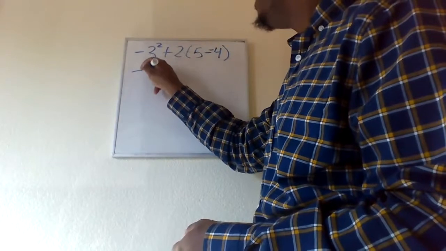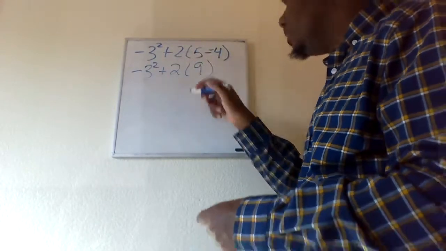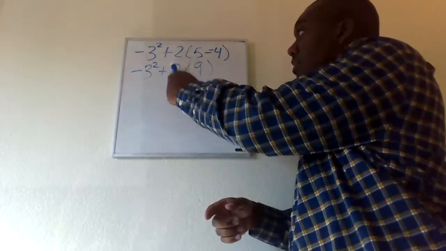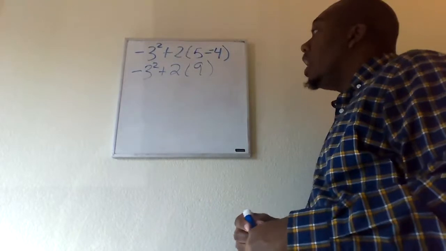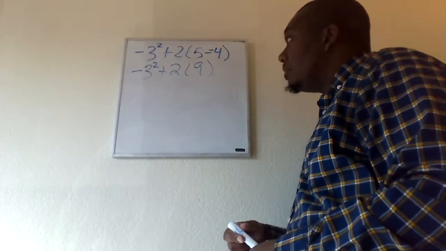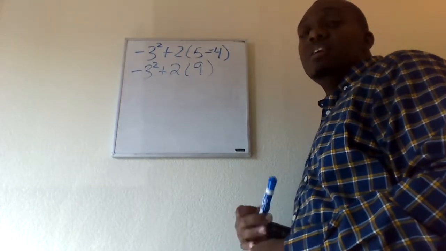So we get -3 squared plus 2 times 9. And yes, my 2's sometimes change from having flatness to being a little more round. Sorry about that. Just notice 2. Okay, so we have -3 squared plus 2 times 9. We are all done with parentheses.